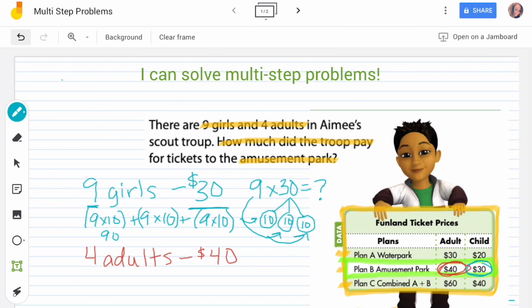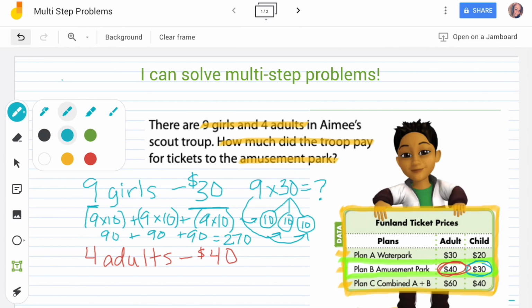9 times 10 is 90. And since the multiplication problem is the same, I know that I have 90 plus 90 plus 90. If I add that up, I get 270. So 9 groups of 30 gets me 270. I'm going to notate that up here. The girls cost $270 for their tickets.